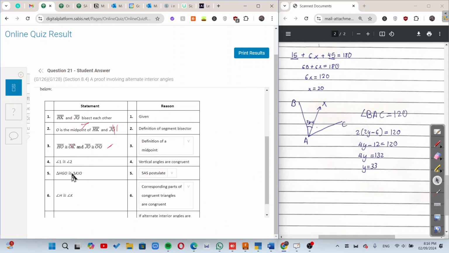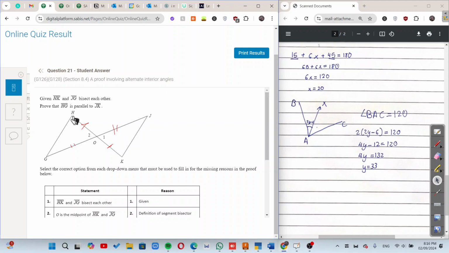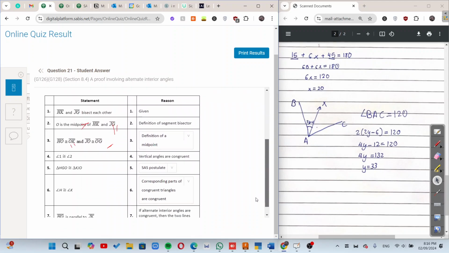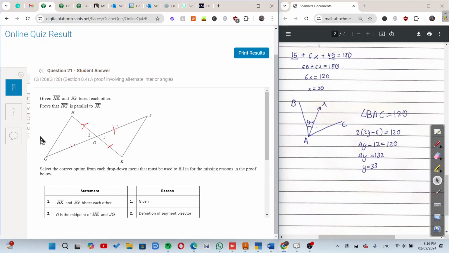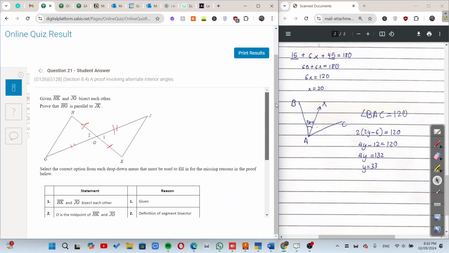And HGO and KJO are congruent. So now why is this? This triangle and this triangle are congruent. It's because of SAS, because you see you have a side in both triangles that are equal, another side in both triangles that are equal, and an angle. So it's SAS postulate. You have two sides and one angle. Now angle H and angle K are congruent.